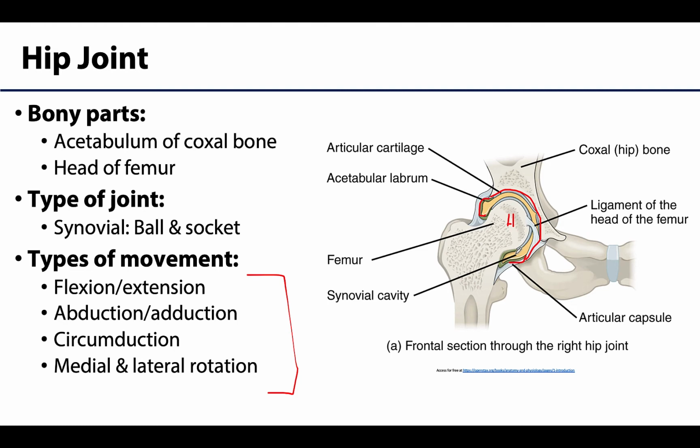So it is a very stable joint that's capable of all types of movements that can occur at a ball and socket joint. That includes flexion and extension, abduction and adduction. And if you can do those four, what can you also do? Our good friend circumduction. So that's that complex movement of these four. And then since it is a ball and socket joint, it is also capable of medial and lateral rotation.